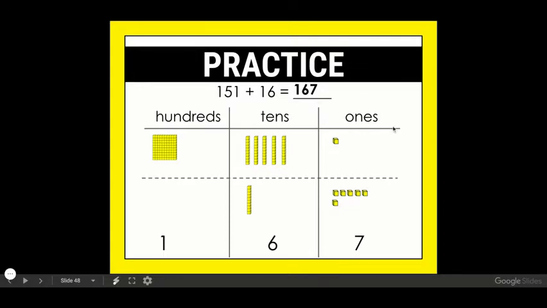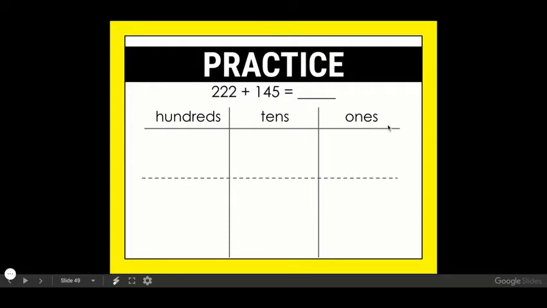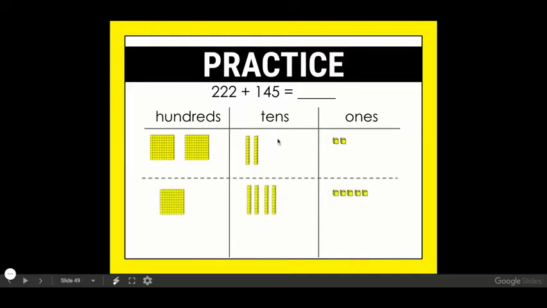All right, you're going to practice one more by watching me, and then it's going to be your turn. So now I'm going to add 222 plus 145. Let's build our first addend. I have 2 hundreds, 2 tens, and 2 ones. Now let's build our second addend beneath the dotted line. So I have 100, 4 tens, and 5 ones.